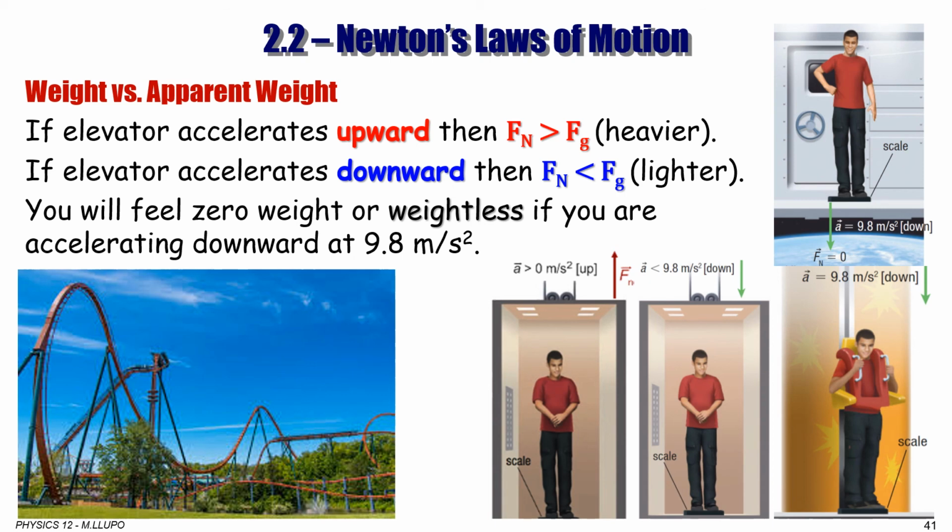Let's say that you're free falling. So in the elevator, or anywhere, you are falling at the rate of gravitational acceleration. So you are accelerating downward at 9.8 meters per second squared. As a result, you and the scale are falling at the same rate. So nothing is holding the scale, and the scale is not holding you, so the normal force does not exist. It is going to be 0. As a result, the reading on the scale is going to be 0, and you're going to feel weightless.